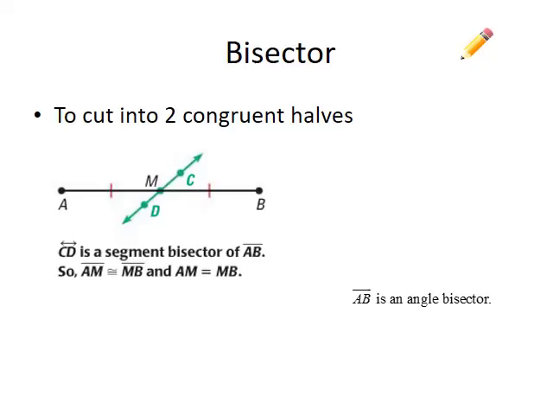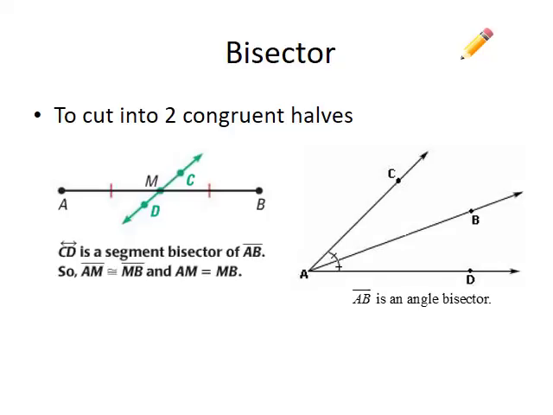So this diagram on the left is an example of a bisector or a line bisector, and we can also have a bisector that cuts an angle in half. So here we have this big angle, angle CAD, and the ray AB is the angle bisector because we have these two hash marks on our angle, which means that this is congruent to this. So we have ray AB is an angle bisector, and that's how we would read that.